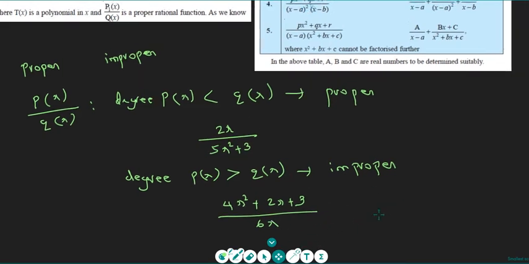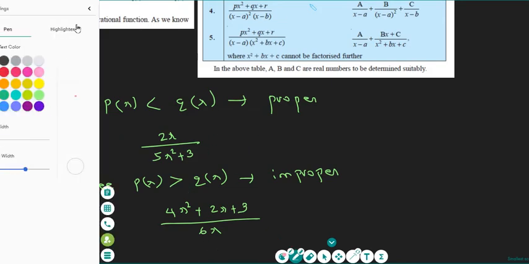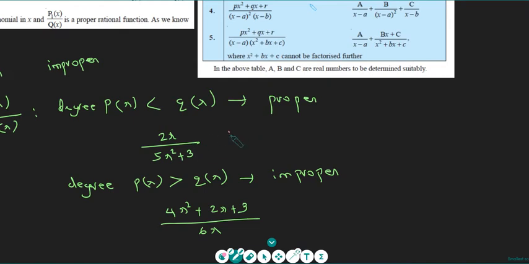So why do we have to understand proper and improper fractions? Because we are going to integrate. When we integrate, if we have been given a proper fraction like this, we have to apply the method of partial fractions. We have to write it down in terms of partial fractions. However, if p of x is greater than q of x, then we have to handle it as an improper fraction.